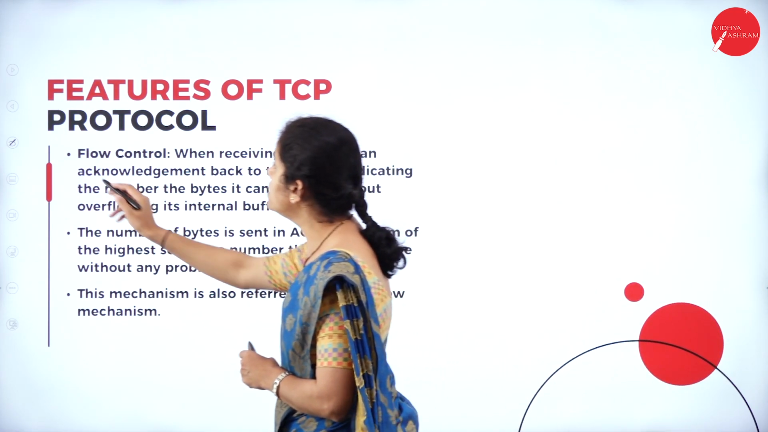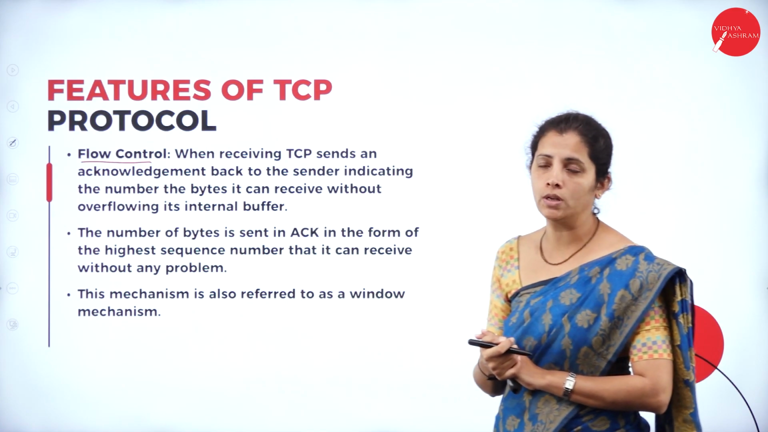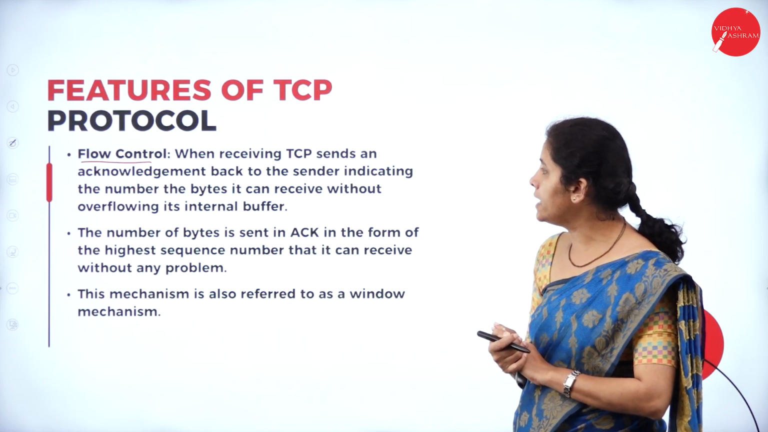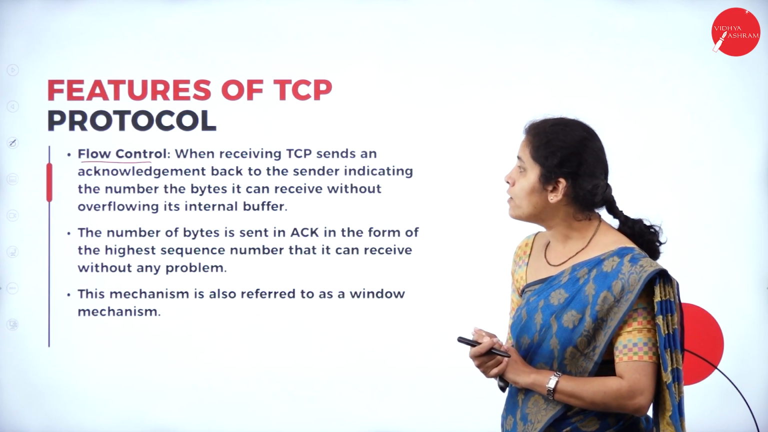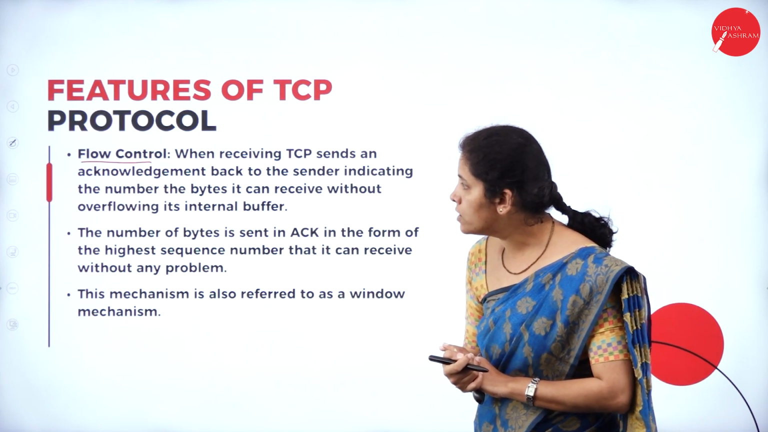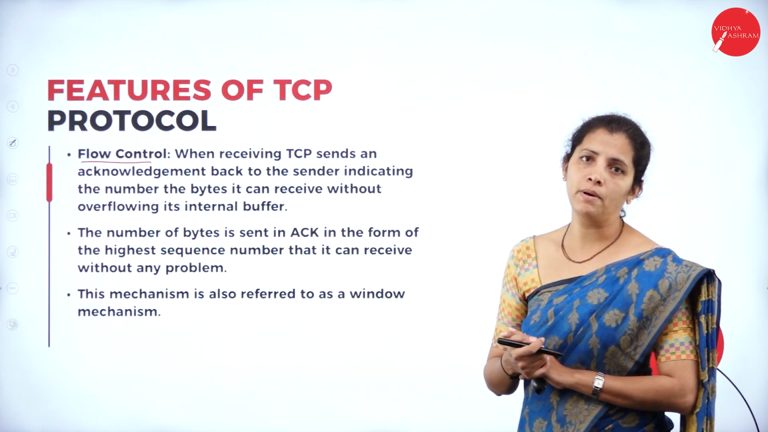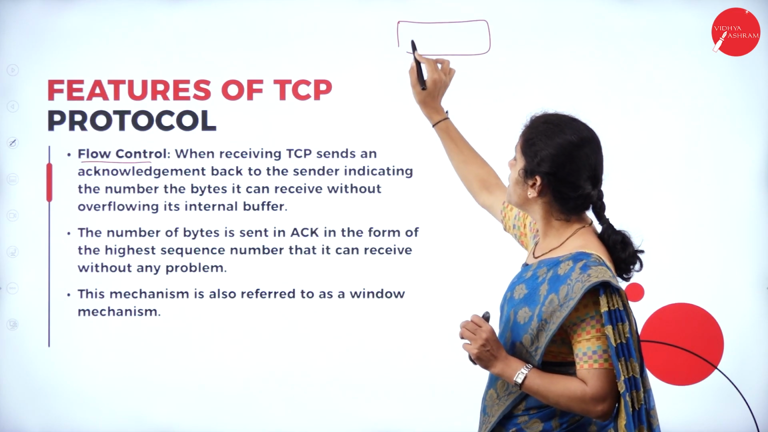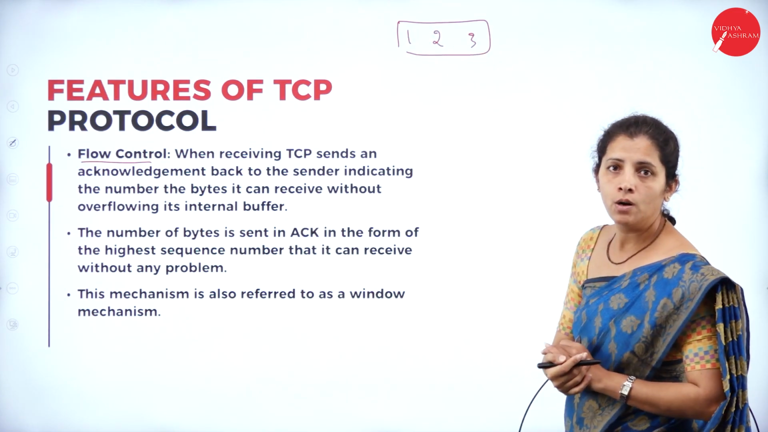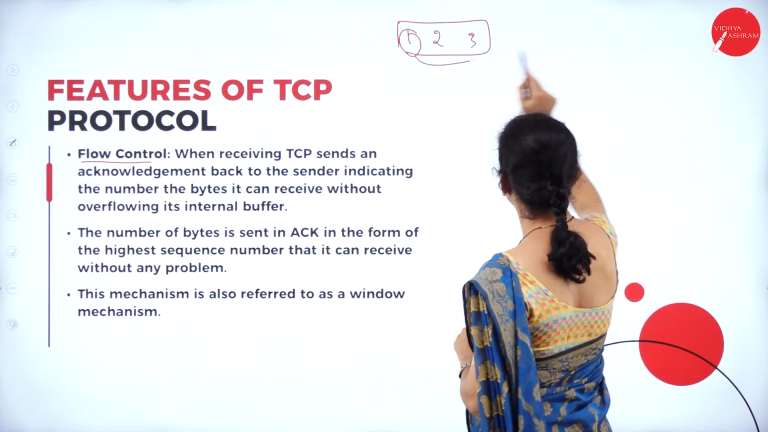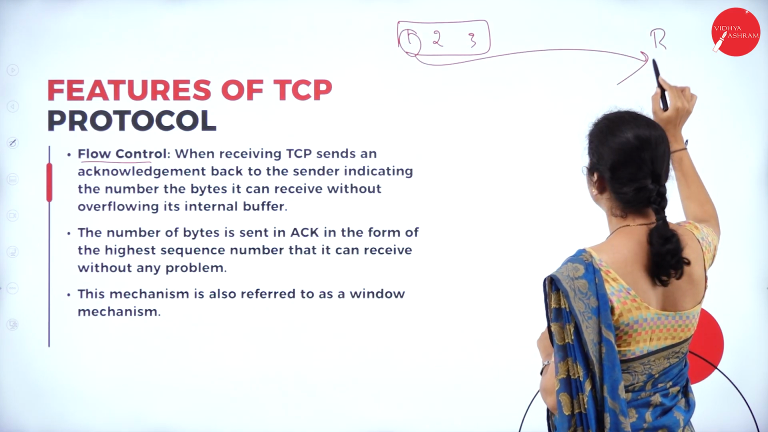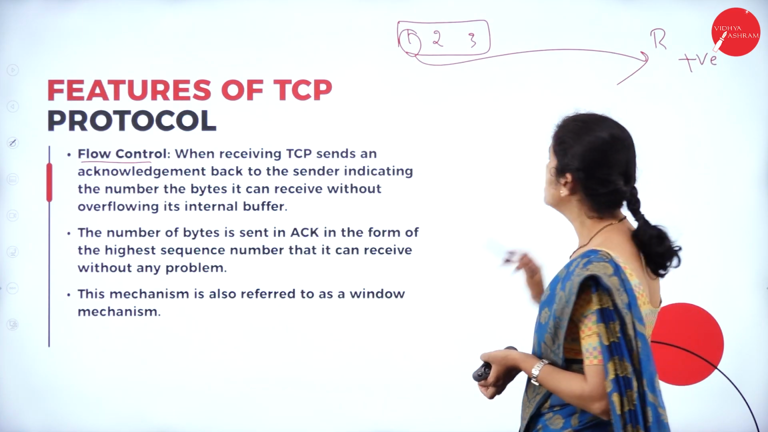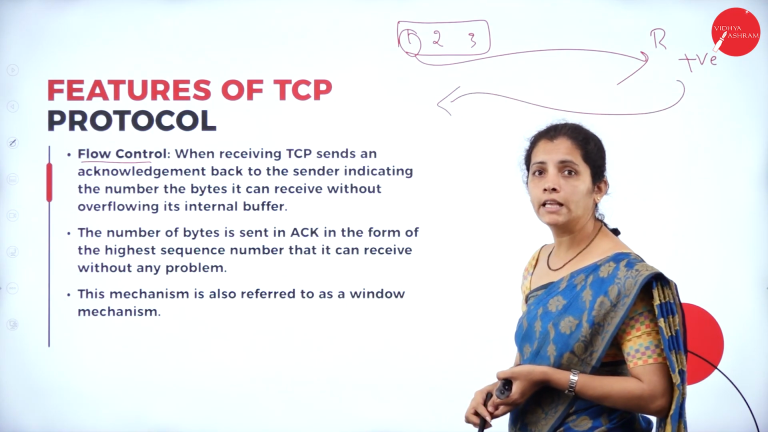As well as another feature here is flow control. When receiving, TCP sends an acknowledgement back to the sender indicating the number of bytes it can receive without overflowing its internal buffer. So dear student, think that I have 3 segments, 1, 2 and 3. Now the sender is going to send the first segment. Then the receiver is going to send the positive acknowledgement indicating that they have received the first segment. Now they are expecting to receive the next segment.